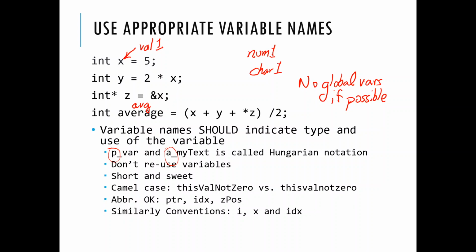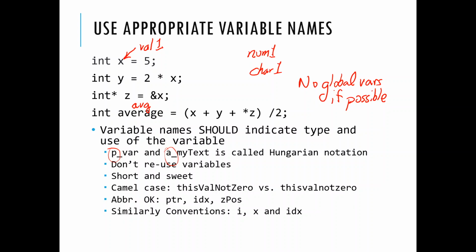We don't reuse our variables either, and the name should be short and sweet, like AVG, PTR, IDX, right? Something that's obvious what it does, yet I'm trying to write as little as I possibly can. X does not tell me what it is.